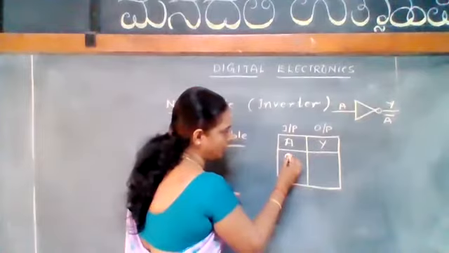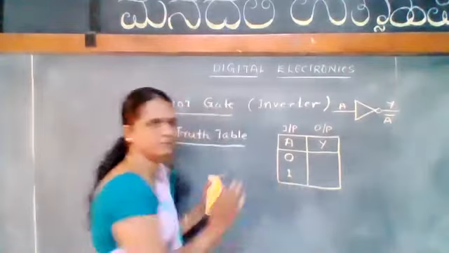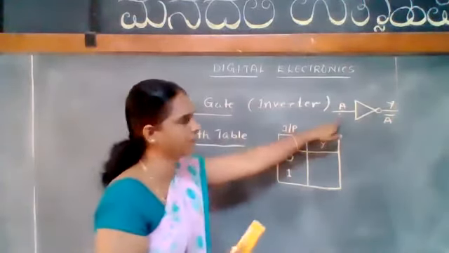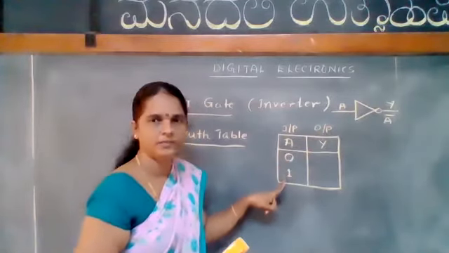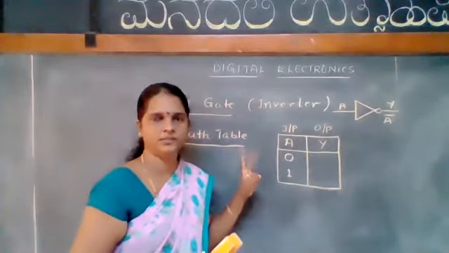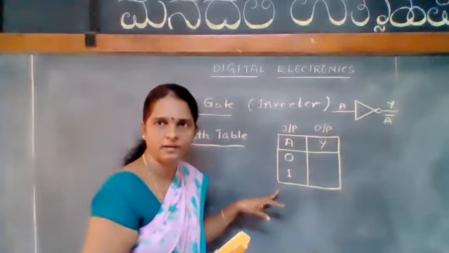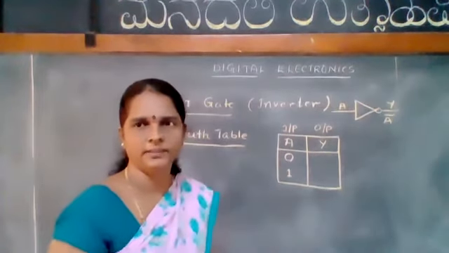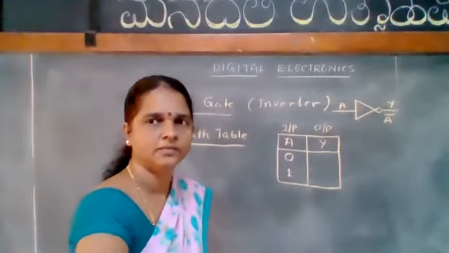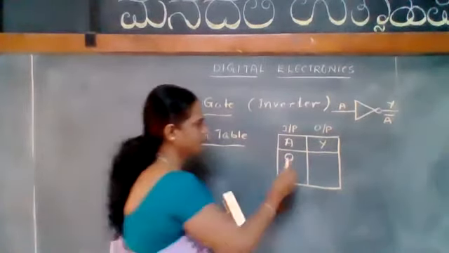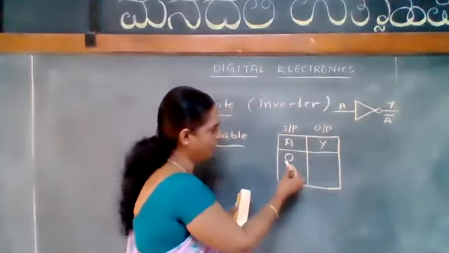The possible combinations for input are 0 and 1. Only this is possible because we are giving only one input. Only one input is given to an inverter. Therefore, we have only two possible combinations. So the respective outputs, what do we have to write? It is nothing but the complement of the input.